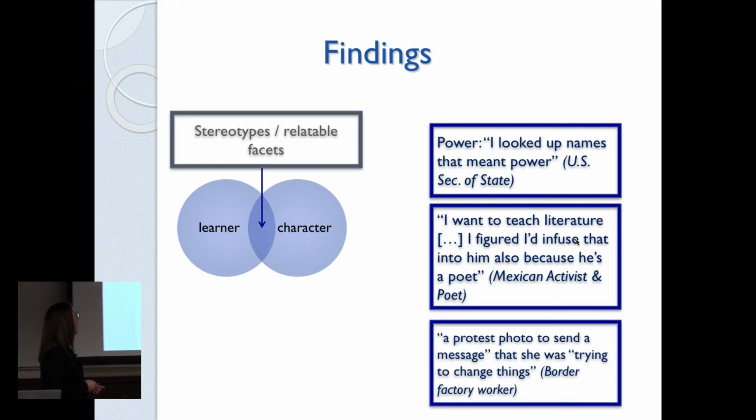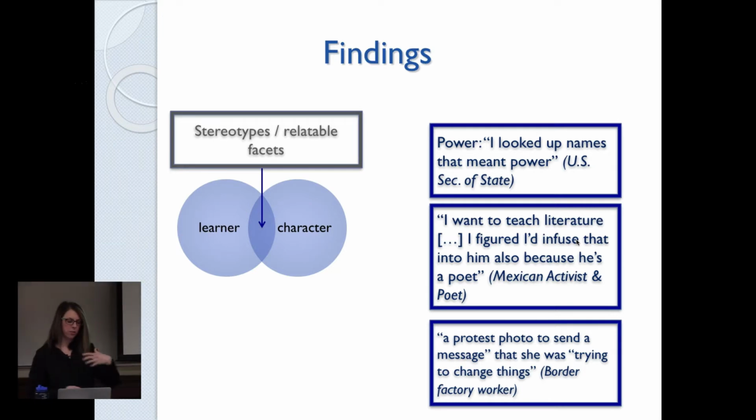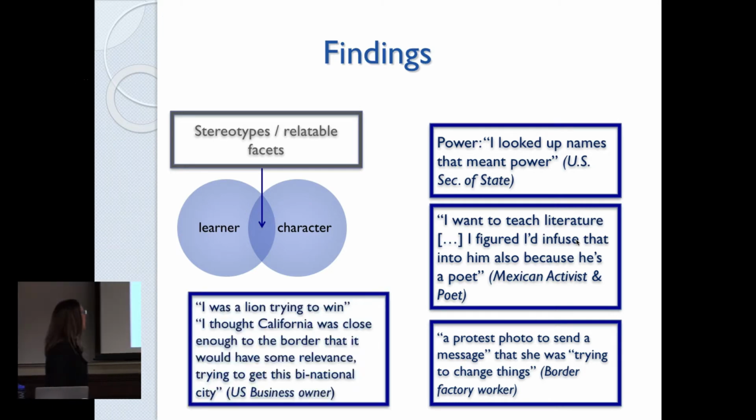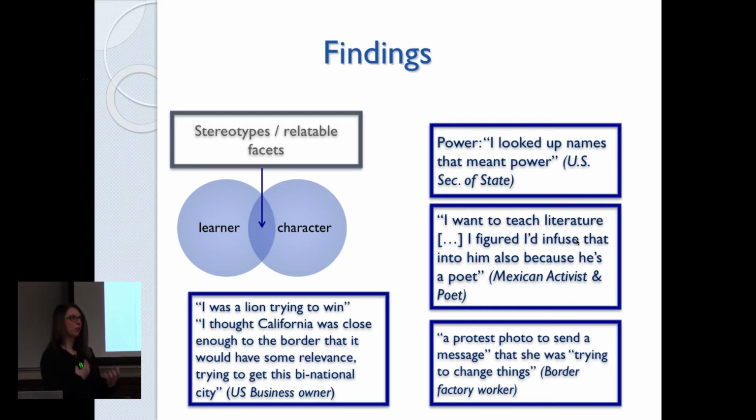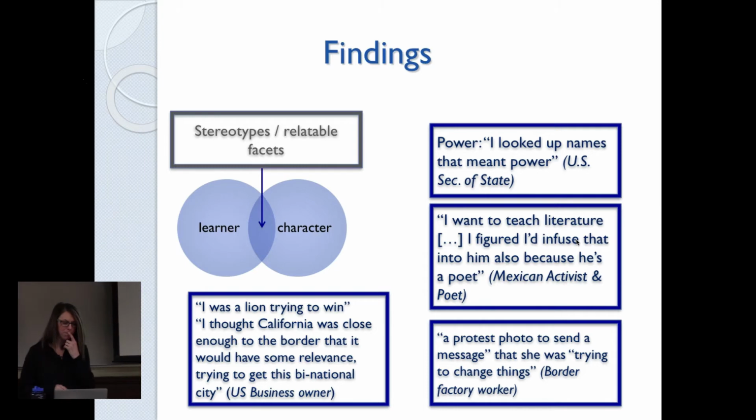One other student said, I chose a protest photo to send a message that she was trying to change things. So again, she connected with this activist part of her character role, and then that helped her start building the person. And the business owner said, I was a lion trying to win. I thought California was close enough to the border that it would have some relevance trying to get this binational city. So he's thinking about, okay, I have some real bottom line goals here. So he associated that with, and this student was a business student as well.